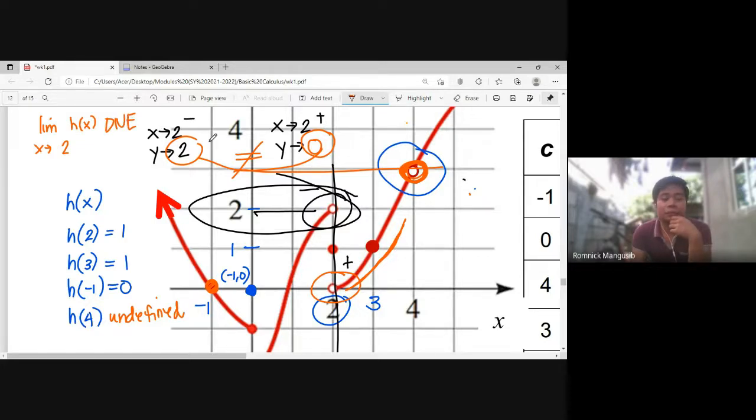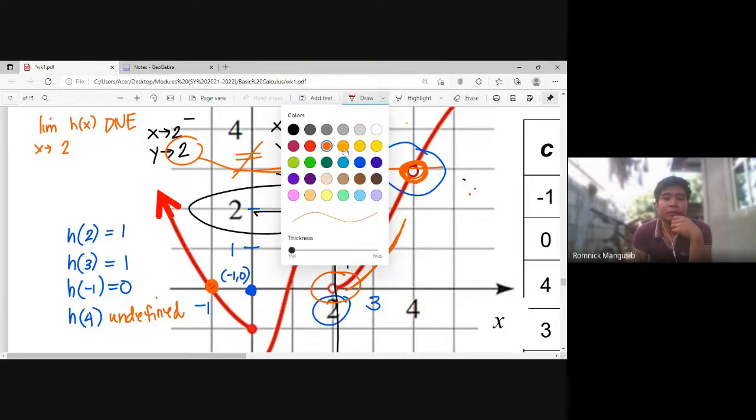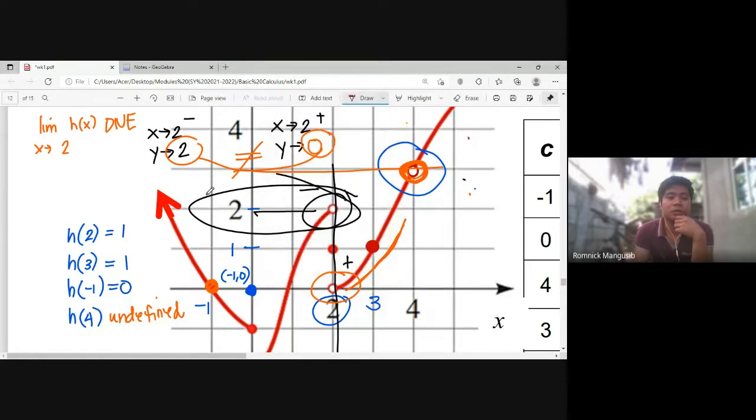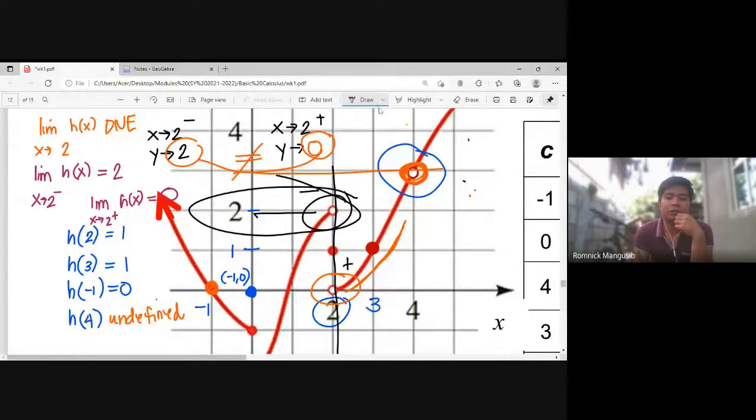Though it's true, tinan nyo ito. Kaya gusto ko manood kayo ng video lectures na sinesend ko para mas supplement pa ang learning or reading nyo. Though ang sagot left of 2, ang sagot dyan is 2. However, right of 2, ang sagot natin ay 0. But 0 and 2 are not equal, so that means to say the limit of h of x as x approaches 2 does not exist.